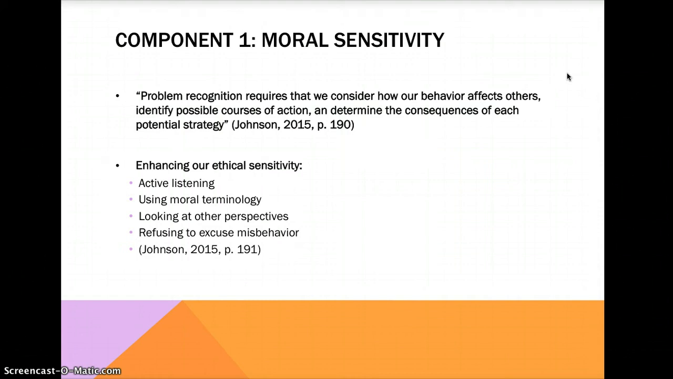When searching for these ethical issues, we must ensure that our judgment isn't cloudy and we aren't deceiving ourselves and falling into ethical fading. Johnson brings up steps we can do to enhance our ethical sensitivity, such as active listening, using moral terminology, looking at other perspectives, and refusing to excuse misbehavior. All in all, this step primarily focuses on the importance of how our emotions and sensitivity should be incorporated into recognizing potential ethical issues.